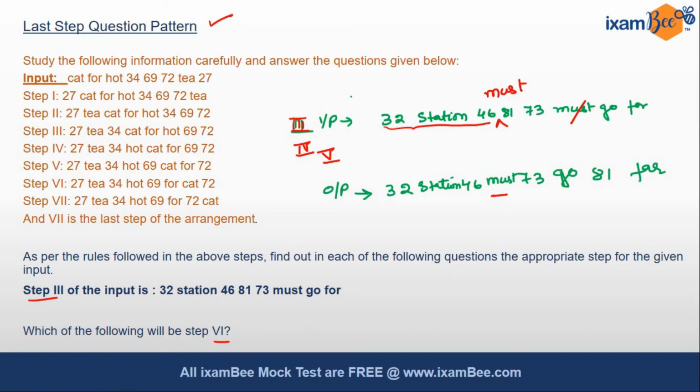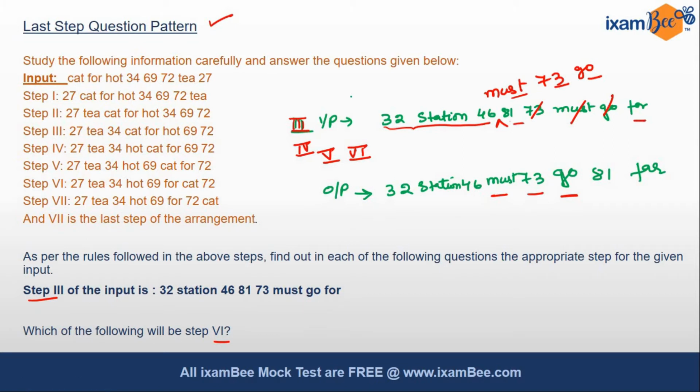Fifth step would be, as we see, 73 should come. So we'll write 73 here and cut it from here. This would be our fifth step. Let's move to the sixth step. Sixth step, if we see, go has to come here. Whereas after 73, it's 81. So here we'll have to put go and cut it from here. So our sixth step would be 32 station 46, must 73 go, 81 for.